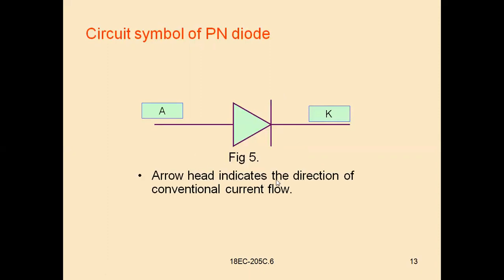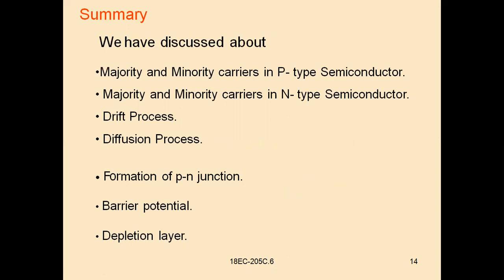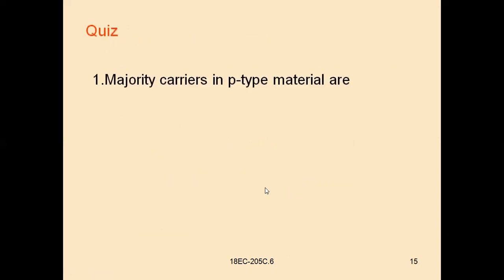The arrowhead indicates the direction of the conventional current flow. According to this arrow, the flow of current is going to take place in this direction. So in this session, we have discussed majority and minority carriers, P-type and N-type, barrier potential, depletion layer, and formation of the PN junction.